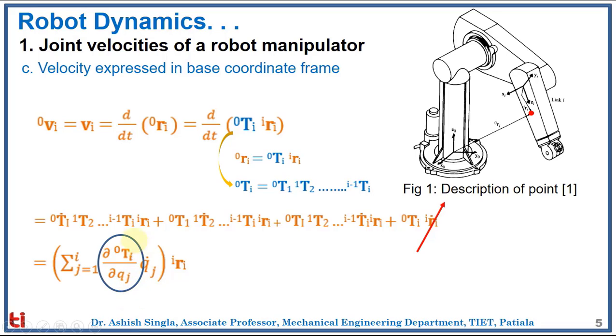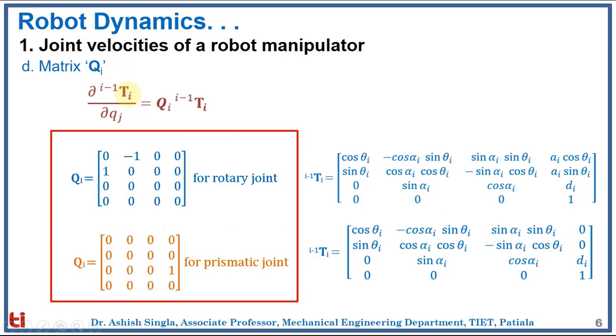Now our area of interest is this circled term, which is the partial derivative of the transformation matrix with respect to a generalized coordinate. It is a generalized coordinate because it can be a revolute joint or a prismatic joint, so it can be an angle or it can be a displacement. Now how do we find the partial derivative of this transformation matrix with respect to this generalized coordinate? It is found that this value is actually equal to this transformation matrix multiplied by another matrix, which is this matrix for rotary joint and this matrix for prismatic joint.